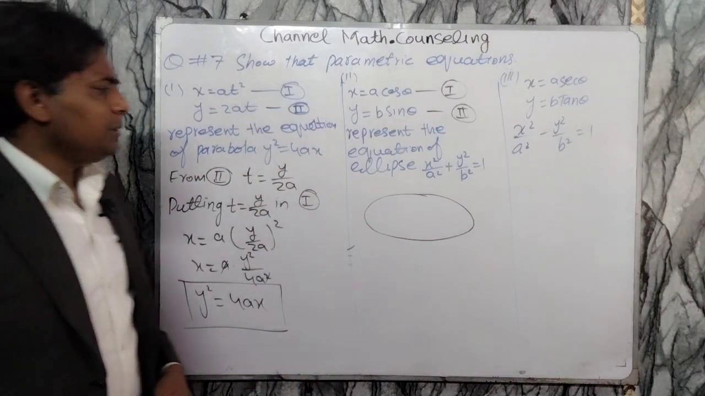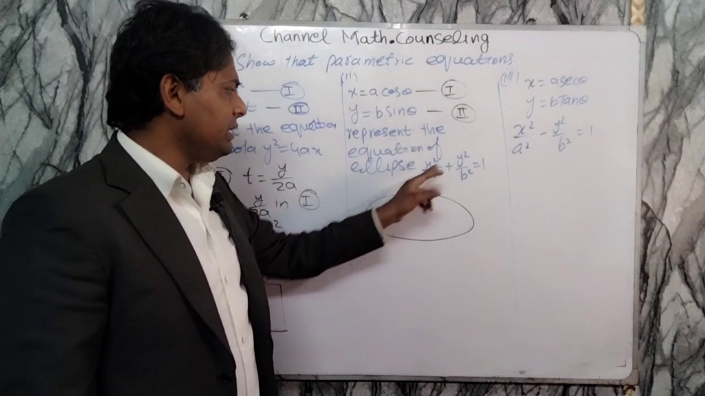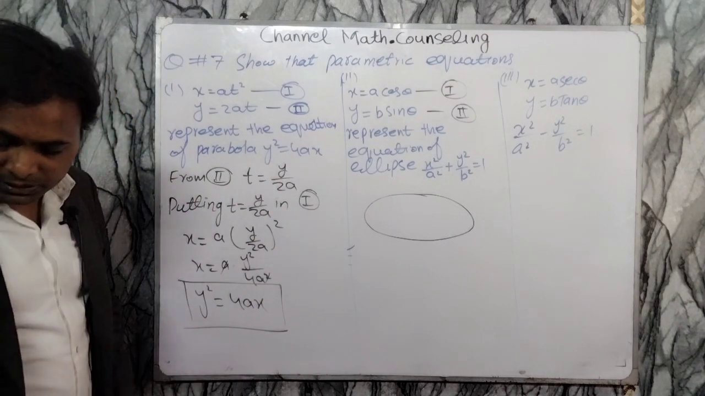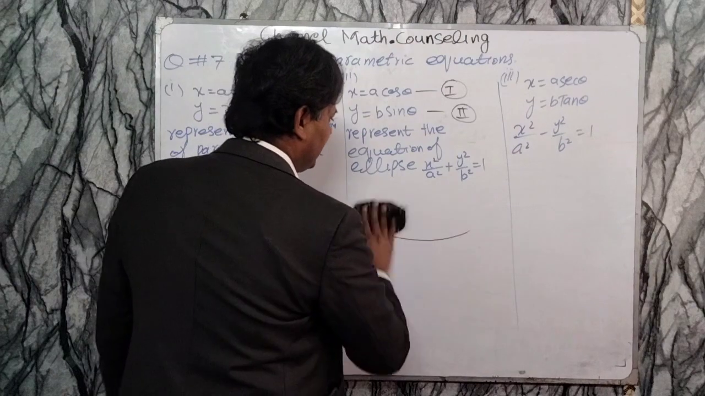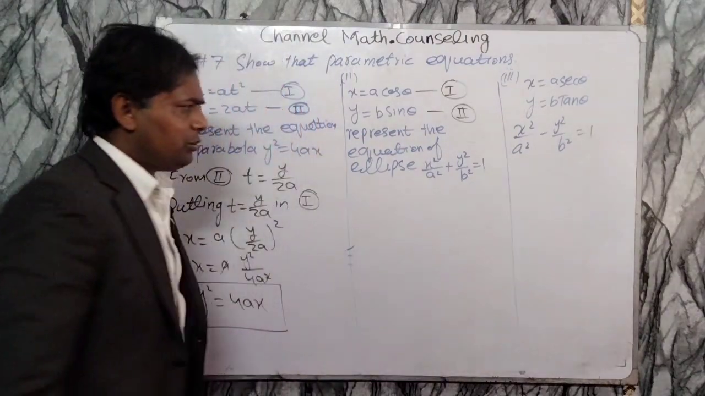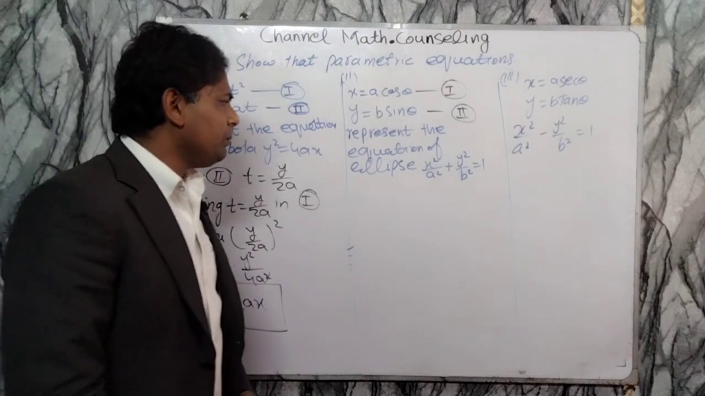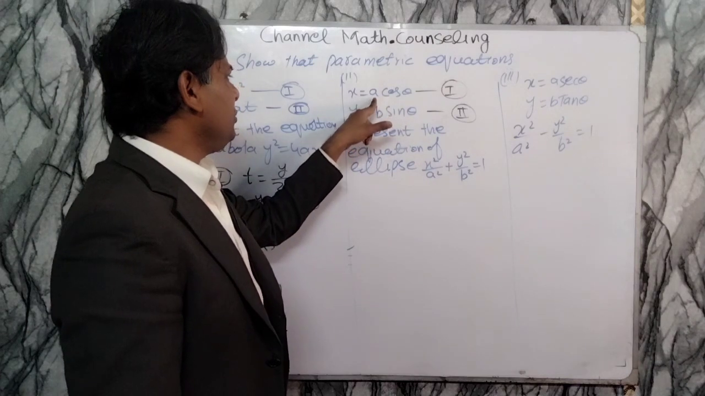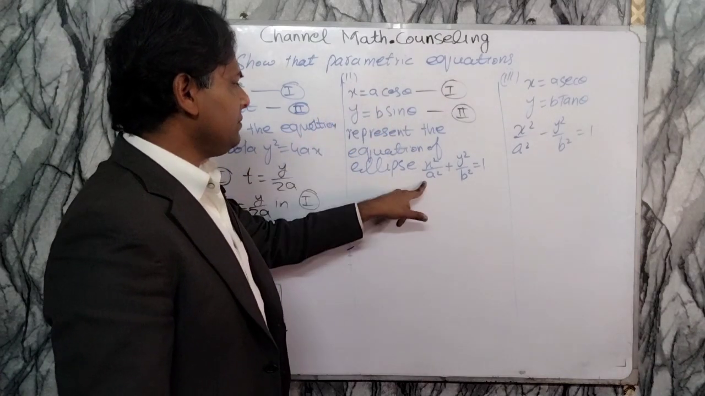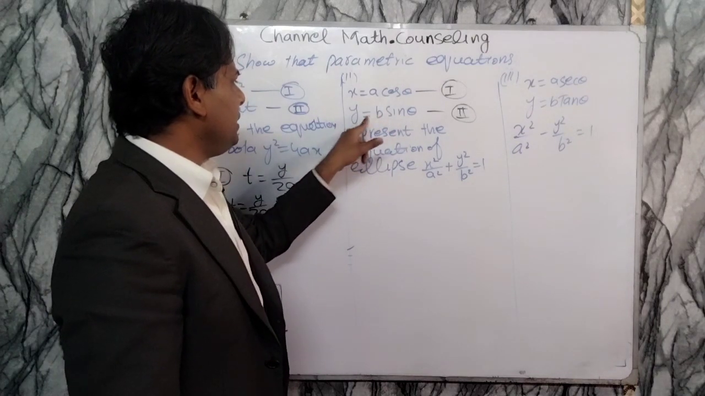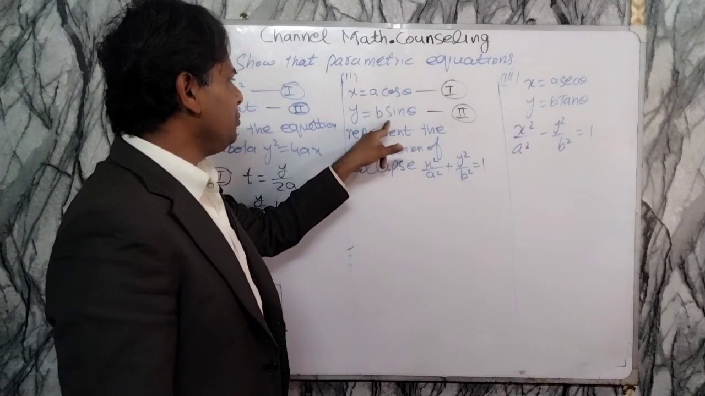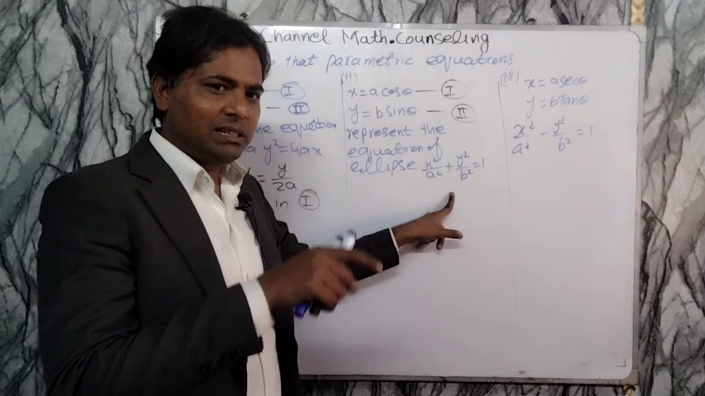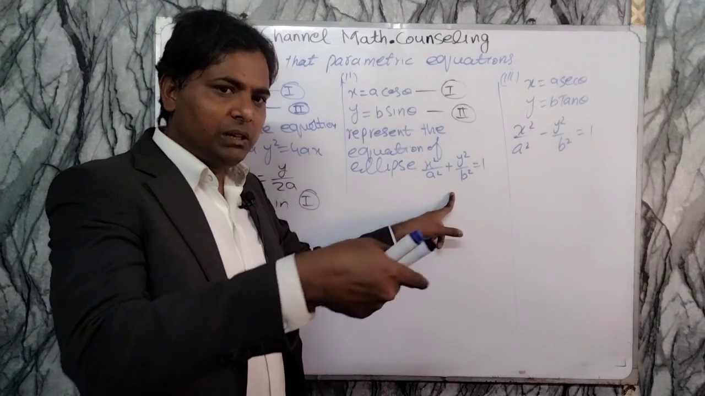Now we have to prove that these two equations make the equation of an ellipse. Now look at this one. The equation that we have to make is x square over a square plus y square over b square. If we shift a to the left hand side from equation number 1, that will be x over a, and if we shift b to the left hand side of equation number 2, that will be y over b. Now these two things are going to fulfill our requirement.